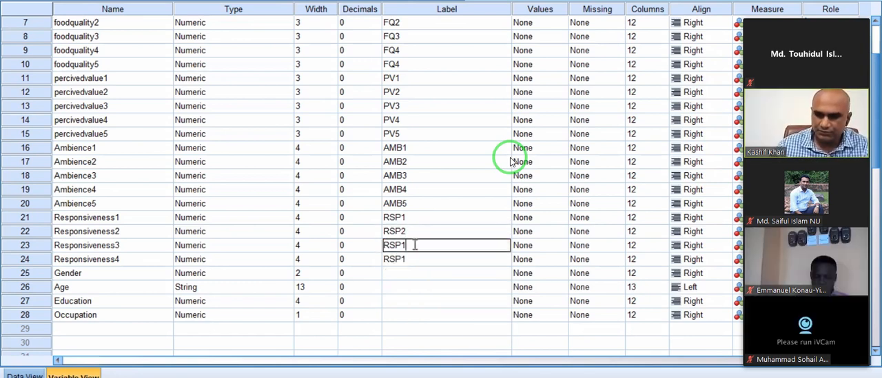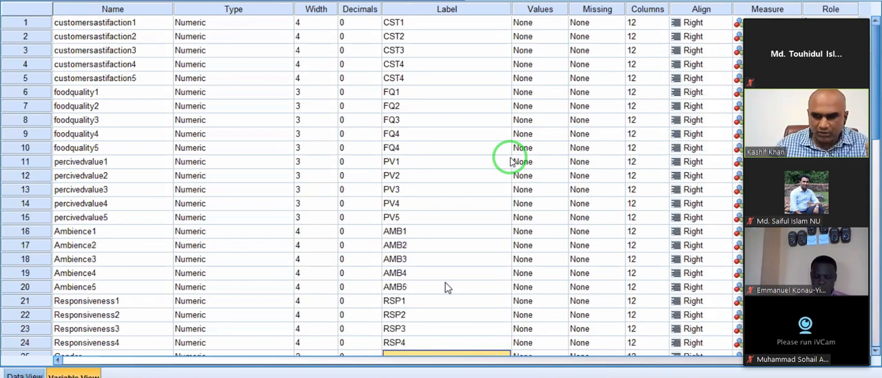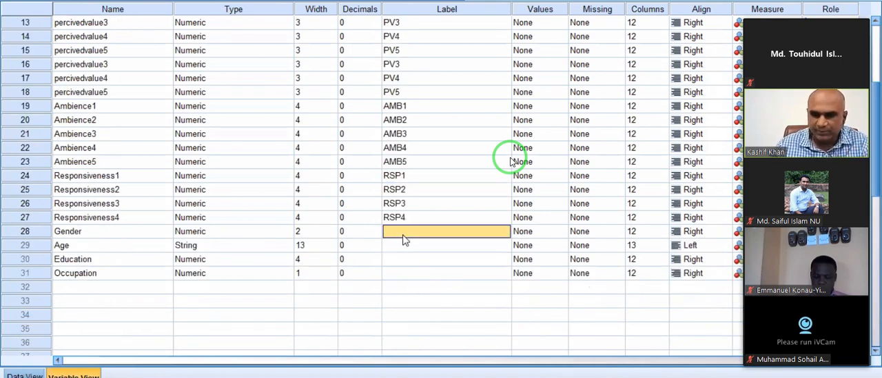RSP2, RSP3. Okay. Now we're almost done. Just a couple of things we need to do. Number one, for gender, we need to give them those numbers.